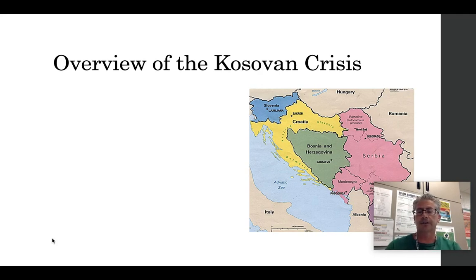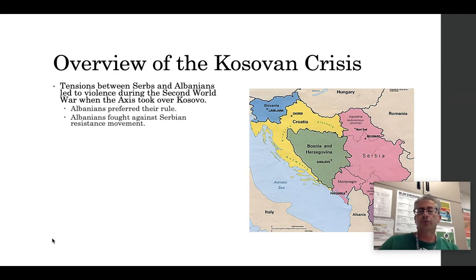the crisis. During World War II, tension did arise between the Serbs and the Albanians. It's going to lead to conflict after the Axis forces, Germany and Italy, take over the region. The Albanians did prefer the Axis powers' rule. It gave them a little bit more influence. And this is going to create some tension with the Serbian resistance movements.